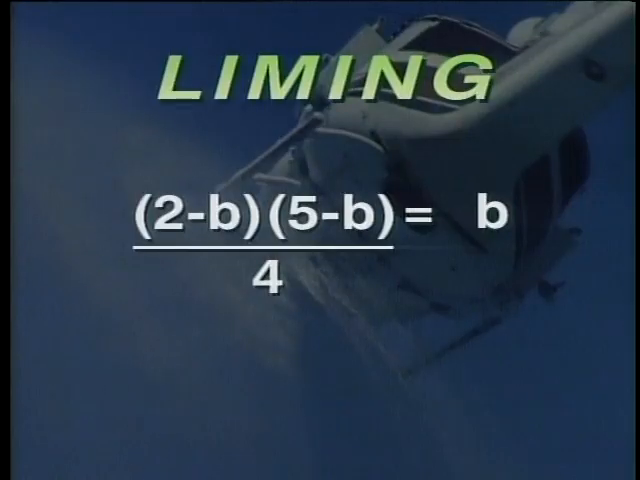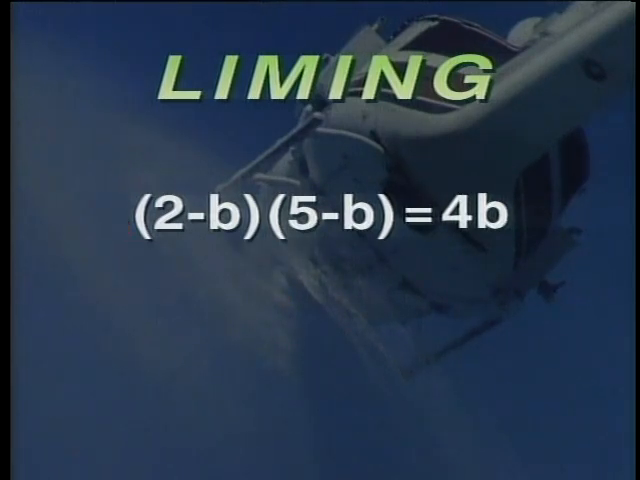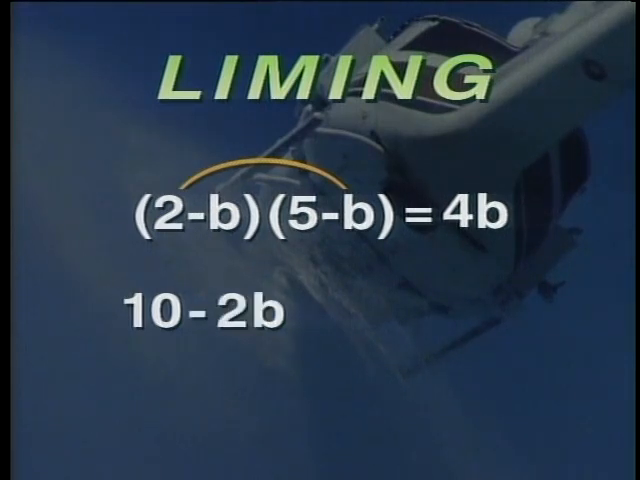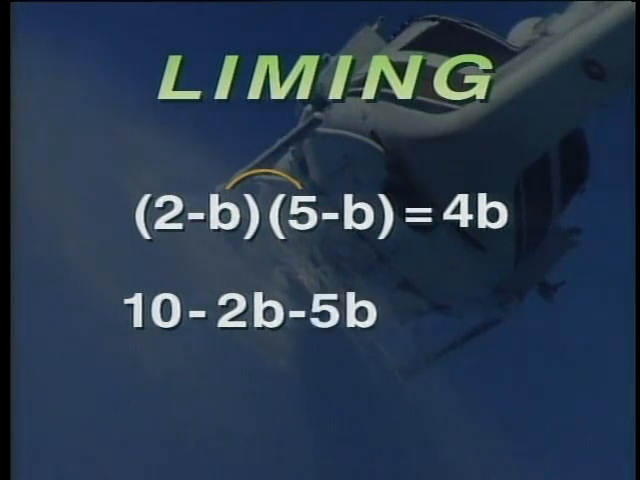Well, now we have an equation for the amount of bicarbonate formed, but it's not in a very convenient form. Let's remedy this. First, I'll multiply both sides of the equation by 4 to get rid of the fraction. Now I'll multiply the two binomials using the FOIL method. First, 2 times 5, which is 10. Outside, 2 times negative b, which is negative 2b. Then inside, negative b times 5 for negative 5b. And last, negative b times negative b, which is b squared.